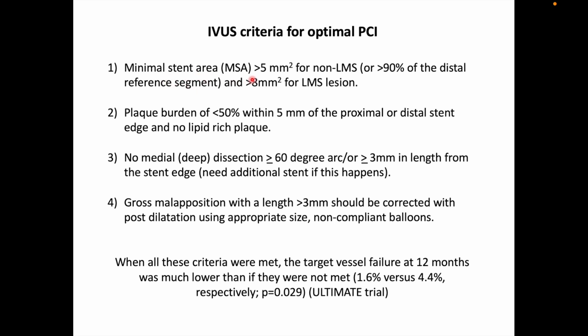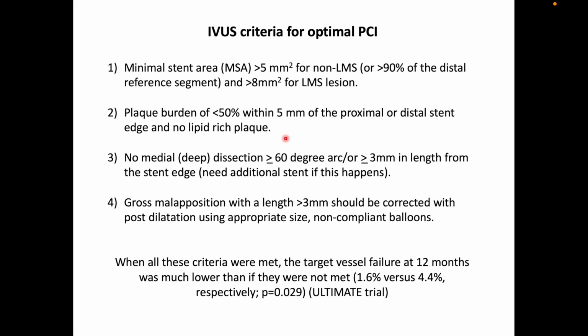Again, just to repeat the point, that for non-left main stem lesions, it has to be more than 5 millimeter square. This is the inside of the stent area, and more than 8 millimeter square minimum stent area if it is in the left main stem.